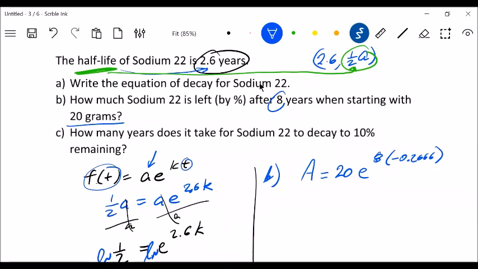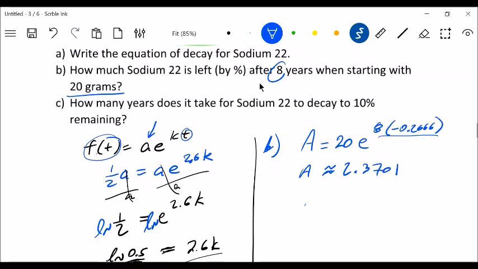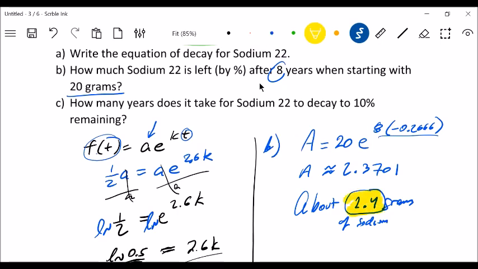And so we need to simply calculate that. Calculate e to the power of that times 20. So that means the amount is approximately 2.3701, which means the answer is about 2.4 grams of sodium. Okay, let's get that in.